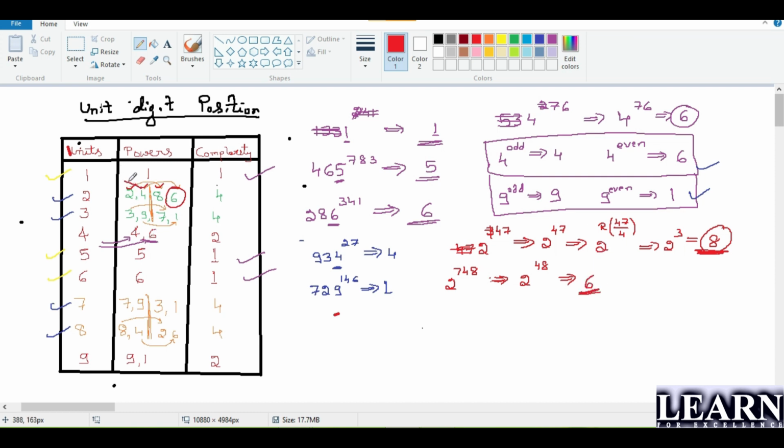Clear? If you get the remainder as 1, you will write the first one. When you get the remainder as 2, you will write the second one. When you get the remainder as 3, you will write the third one. And when you get remainder as 0, it means when there is no remainder, you can write the last digit. That is nothing but 6 in this case. Clear? Any doubts, guys?